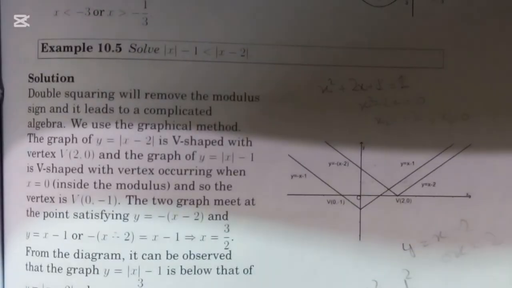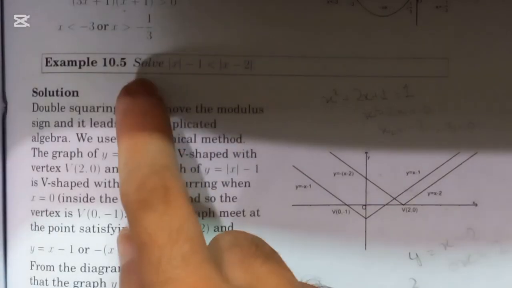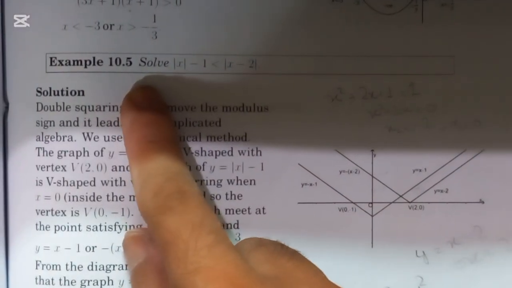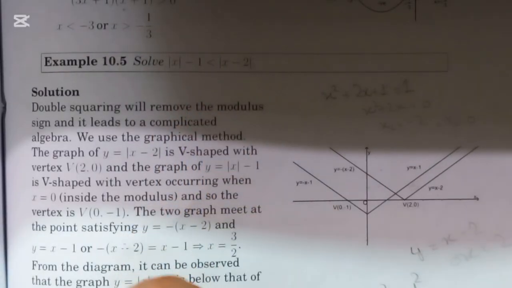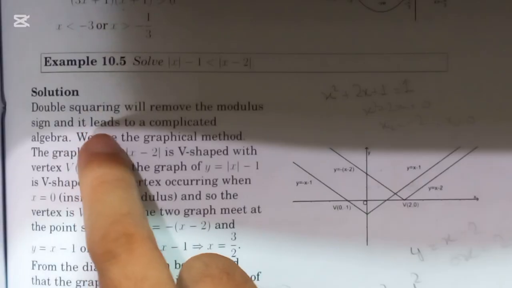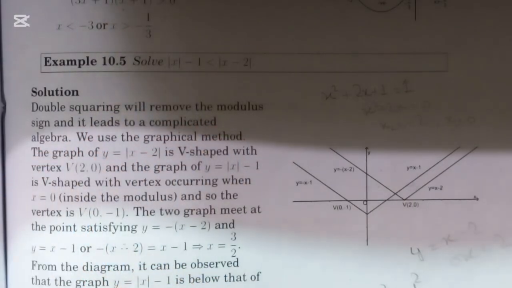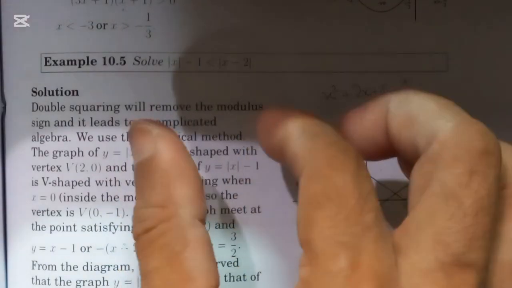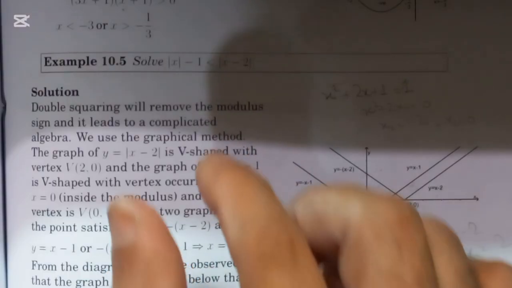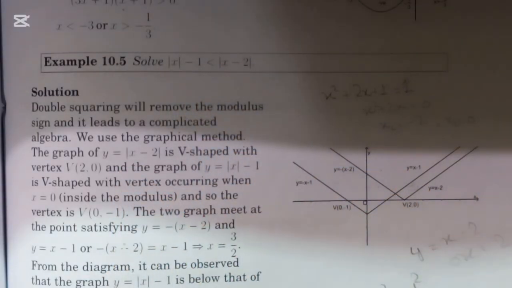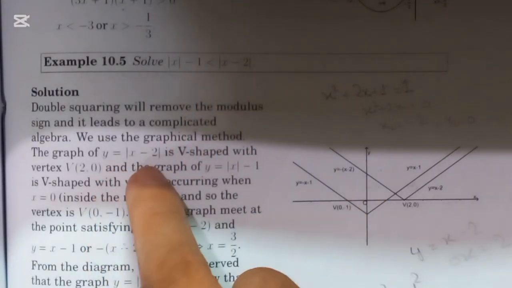Here is another question, and now you have to be very careful because this is a special question that is somewhat different. The statement is: solve modulus of x minus 1 lesser than modulus of x minus 2. So look now, double squaring will remove the modulus sign and it will lead to a complicated algebra. So we will not solve this question through the algebraic method. Whenever this kind of question comes in the paper, you will solve it by the graphical method. So look now, actually we have to solve y is equal to modulus of x minus 2.